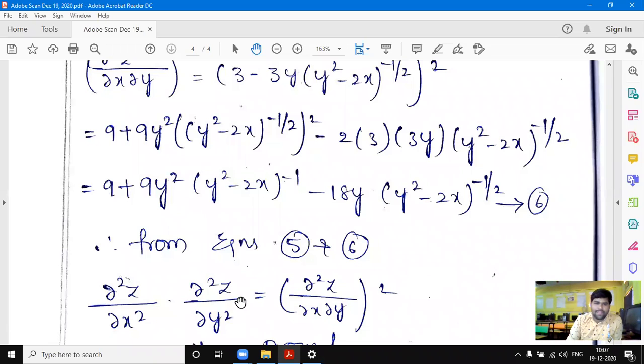So what are the LHS? (∂²z/∂x²) into (∂²z/∂y²) is equal to (∂²z/∂x∂y) whole square. It is a very important problem for a long answer.